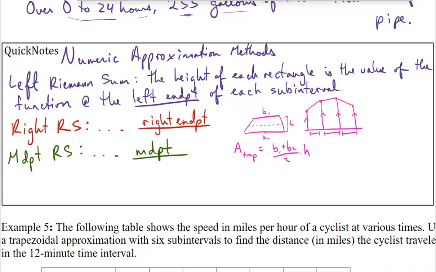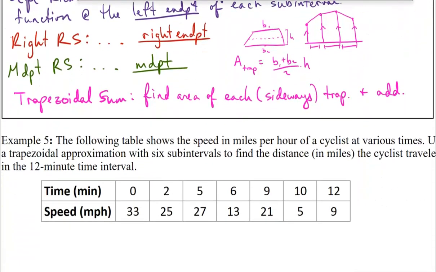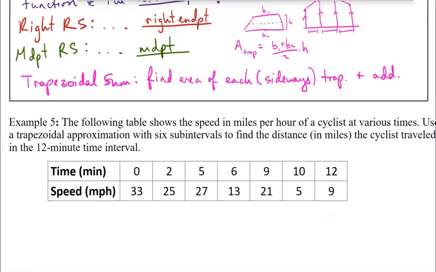But with a trapezoid, with the trapezoidal sum, basically we find the area of each trapezoid and add all of them together. So for a trapezoidal sum, find the area of each. I'm just going to put sideways in parentheses. Not that trapezoids have to have an orientation, but this will help us remember. Okay, sideways trapezoid, and add. Okay, so let's do one example of that one real quick so we can see one.